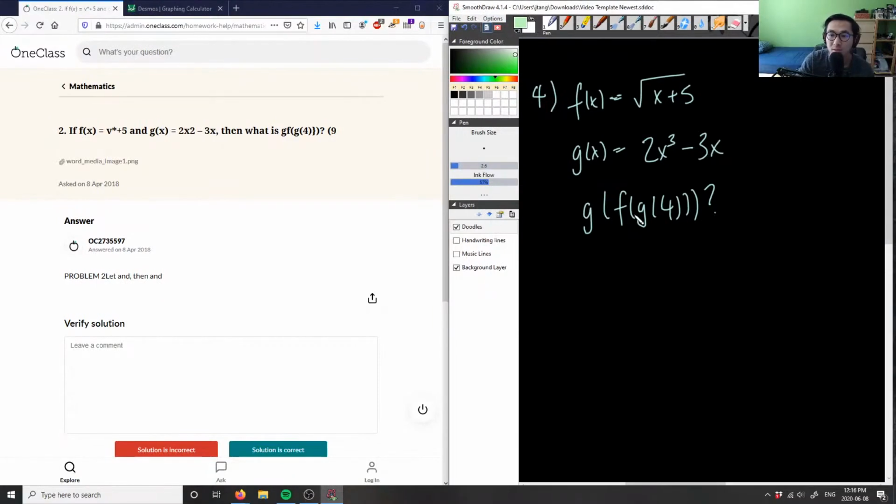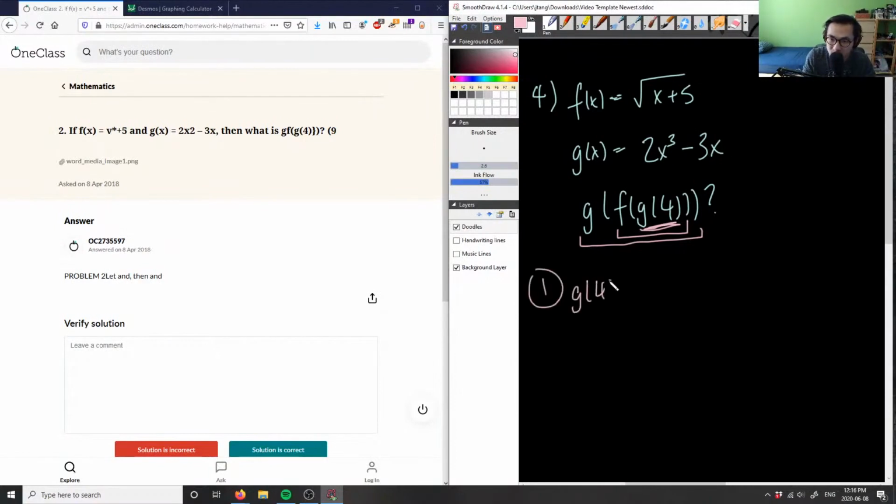Well, what we're going to do is work from the inside and work our way out. I'm going to do this in pink here. We're going to do this operation first, so g at 4, and then we'll do f of g at 4, and then finally g of f at g of 4. So let's do g of 4 first, and that's going to be our first step here. So I'll denote this as 1.